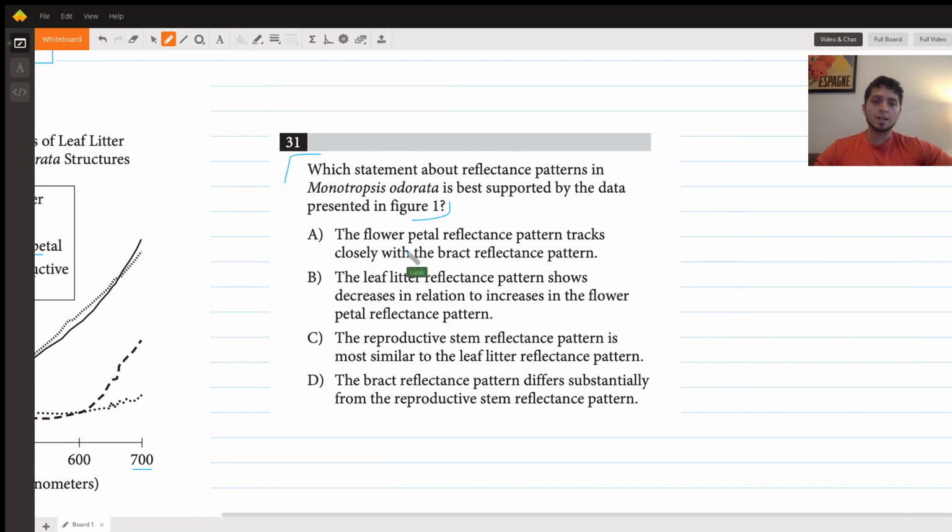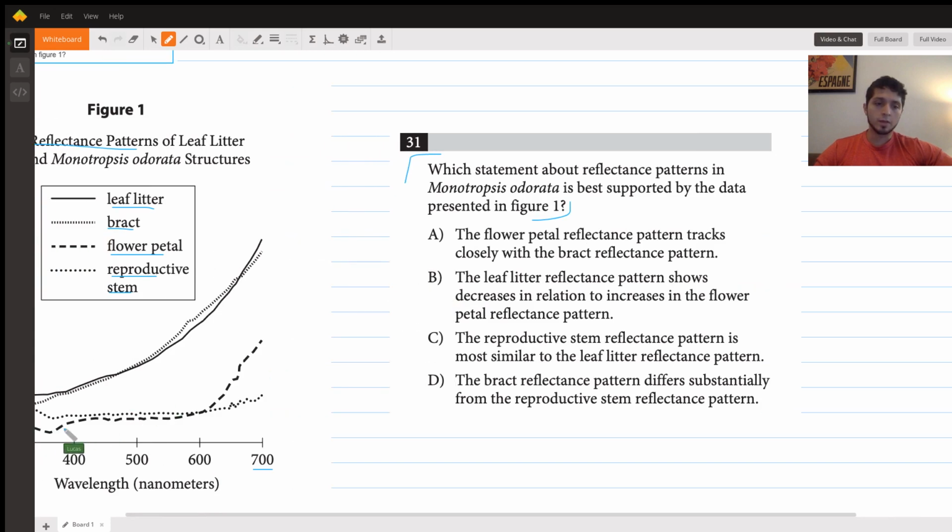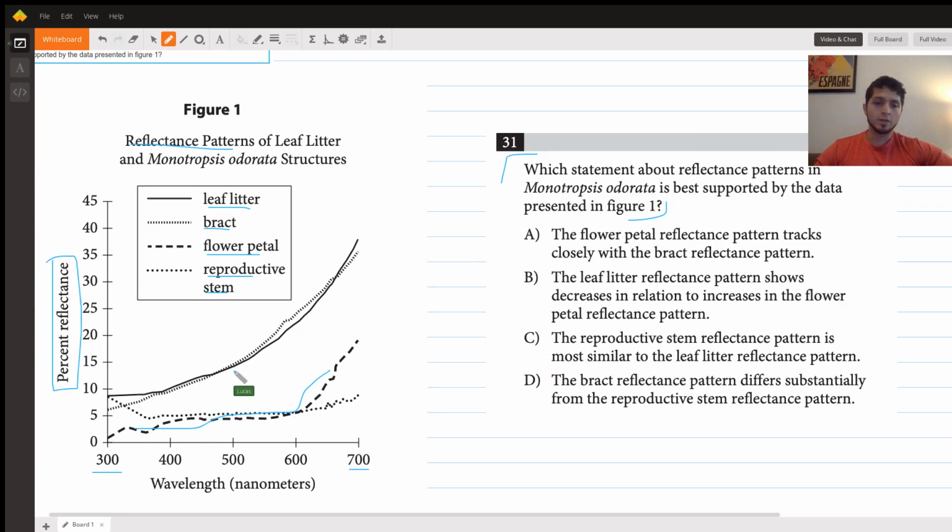So A says that the flower petal reflectance tracks closely with the bract reflectance pattern. So flower petal is this one here, right? And it's saying that this one tracks with the bract, which is this one up here. And we see that it doesn't. The bract really tracks mostly with the leaf litter, and then the flower petal mostly with the reproductive stem up to a certain point. So that's not going to be the right one.